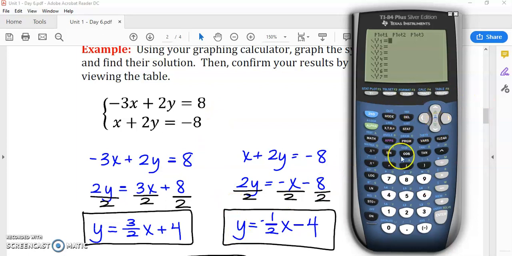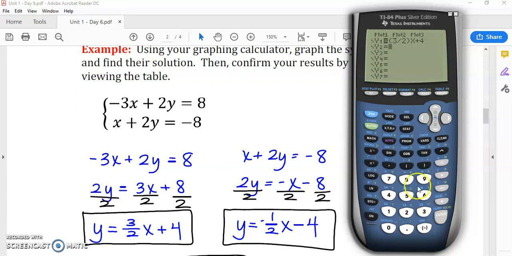All right, so the first equation, y equals 3 halves x plus 4. Anytime I have a fraction, I'll put those in parentheses. So 3 divided by 2 is going to be 3 halves, times x. The x button is going to be right here next to alpha, plus 4.